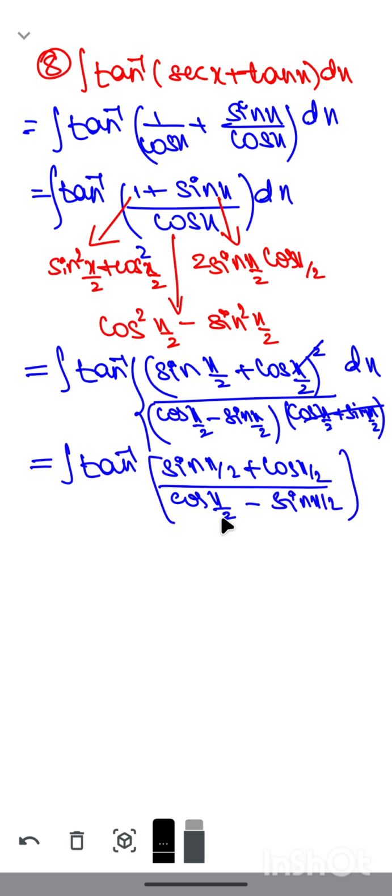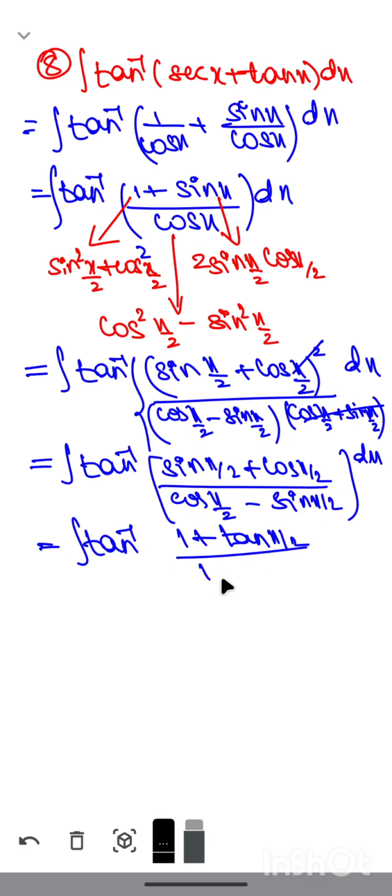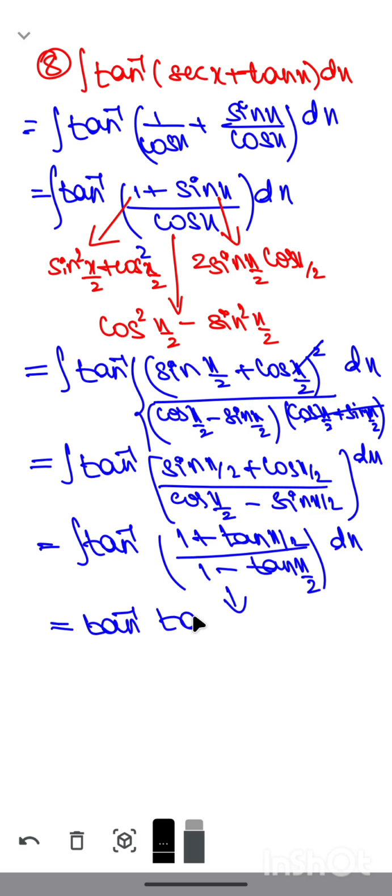Okay now, when we divide this entire bracket by cos x by 2, we get the terms like this, that is integration of tan inverse of the numerator, which can be written as cos x by 2 plus sin x by 2. Accordingly 1 plus tan x by 2 you will get. I have interchanged the position of sin x by 2 and cos x by 2 and divided by cos x by 2, dividing each and every term by cos x by 2, into dx. Now see, this one is in the form of tan a plus tan b whole divided by 1 minus tan a into tan b, which I mean to say tan of pi by 4 plus x by 2 you can write.